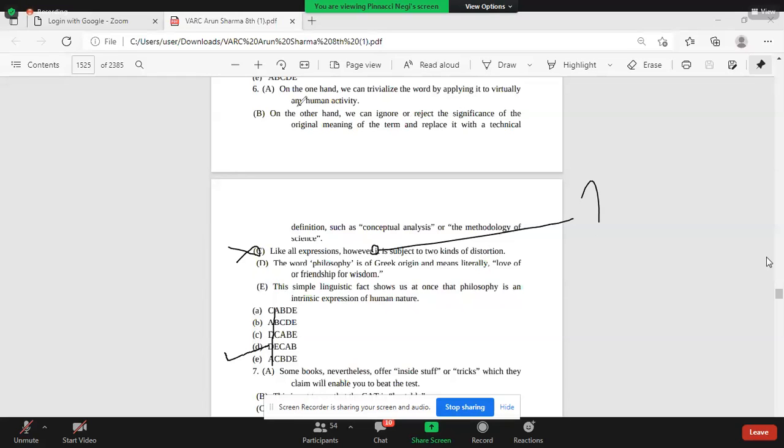अब B or A. A on one hand, we can this, B on one hand, this, right? It is hard to believe that, I mean, it is not very probable that your passage would begin with on one hand and on the other hand. Right? So यहाँ पे ऐसा लगता है कि D से start होना चाहिए. This is like a general statement. The word philosophy is of Greek origin and means literally. यहाँ पे किसी word का origin बताया है, उसका meaning बताया है. अभी देखिए ये दोनों तो for sure mandatory pair बन गए आपके.